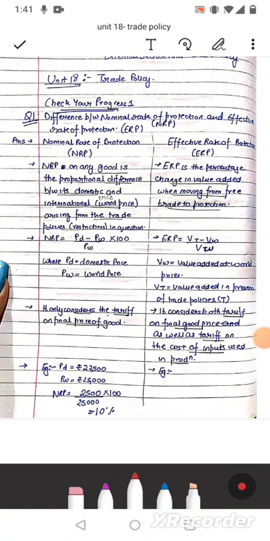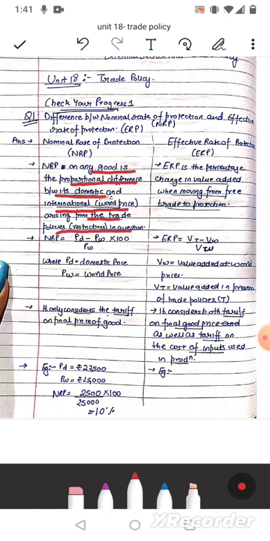Today we will discuss MSc 205 Block 5 External Sector and Trade Policy, Unit 18 Trade Policy. First we'll discuss the difference between nominal rate of protection and effective rate of protection. So nominal rate of protection on any good is the proportional difference between its domestic and international price or world price arising from trade policies or restrictions in question.